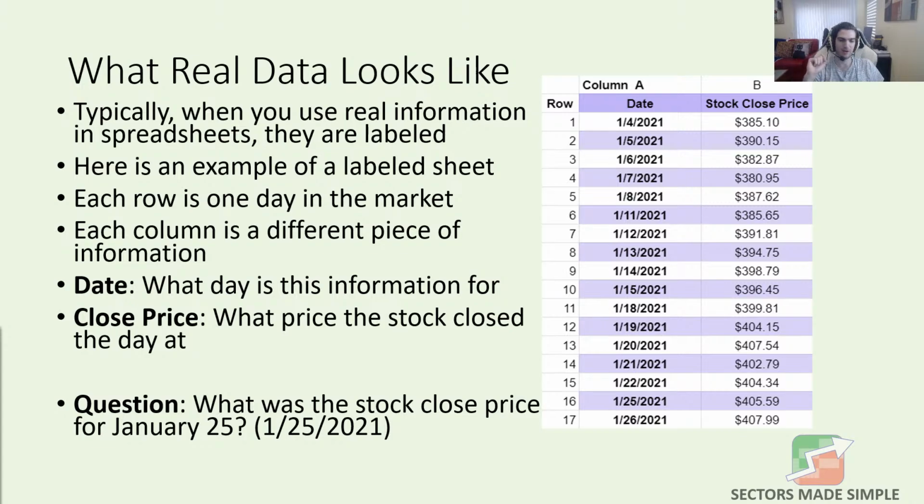Everyone's getting the answer right, but let's make sure that we can do this together. So we first need to find where 1/25/21 is. It's right here in row number 16. And we see that across that row, we have the stock price of $405.59. So that is our answer. If you said $405.59, you would be correct.